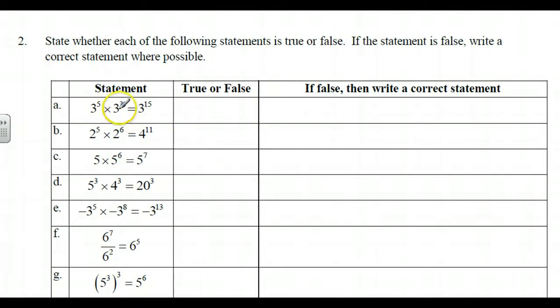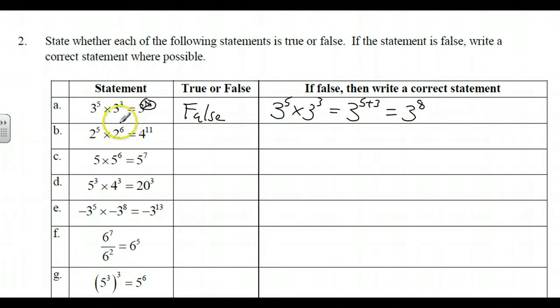Okay, we have the product of powers. Product of powers, we are to add the exponents. This is false. The correct statement is 3 to the 5th times 3 cubed is 3 to the power of 5 plus 3. Okay, when you multiply powers with the same base, you add the exponents, the base remains the same, and that's 3 to the power of 8.